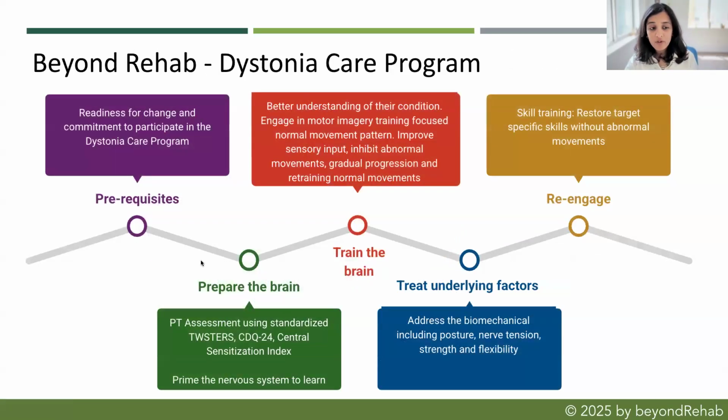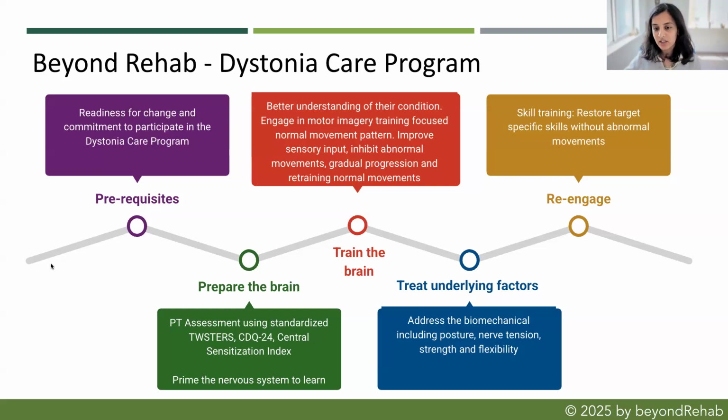First and foremost, it's really important to look into readiness for change and commitment to participate in the dystonia program. We focus a lot on preparation through a thorough assessment and standardized testing, emphasizing priming the nervous system to learn. Training the brain is the key phase, where we focus on sensory motor training, graded exposure, normal movement pattern training, and gradual progression of different activities.